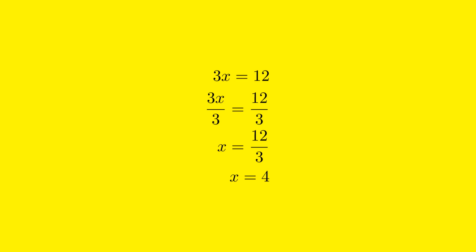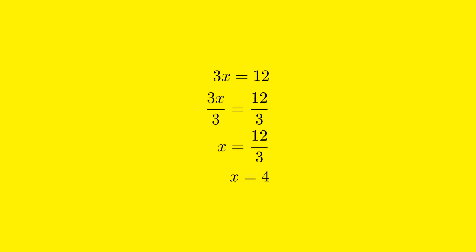Step 2. In this step, our goal is to solve for the variable x by isolating it completely on one side of the equation. Currently, we have the equation 3x equals 12. To isolate x, we need to remove the coefficient 3 that is multiplying it. We can do this by performing a division operation. We will divide both sides of the equation by 3 to keep it balanced.